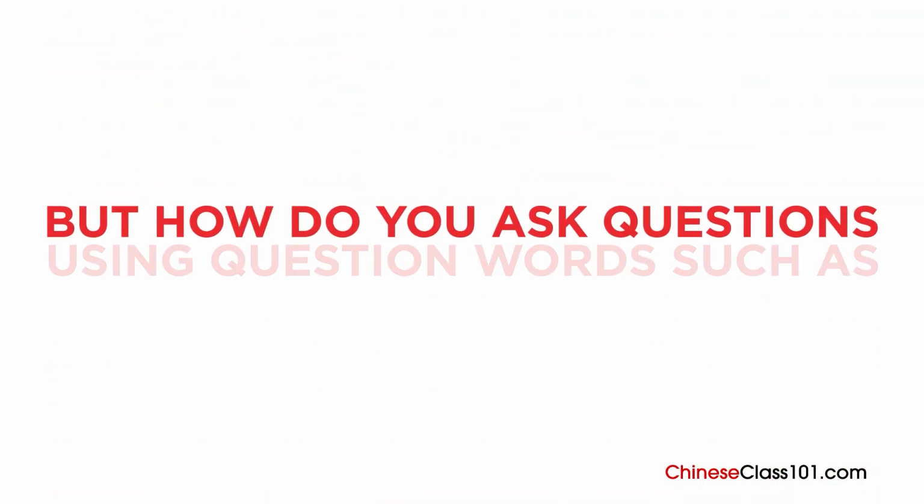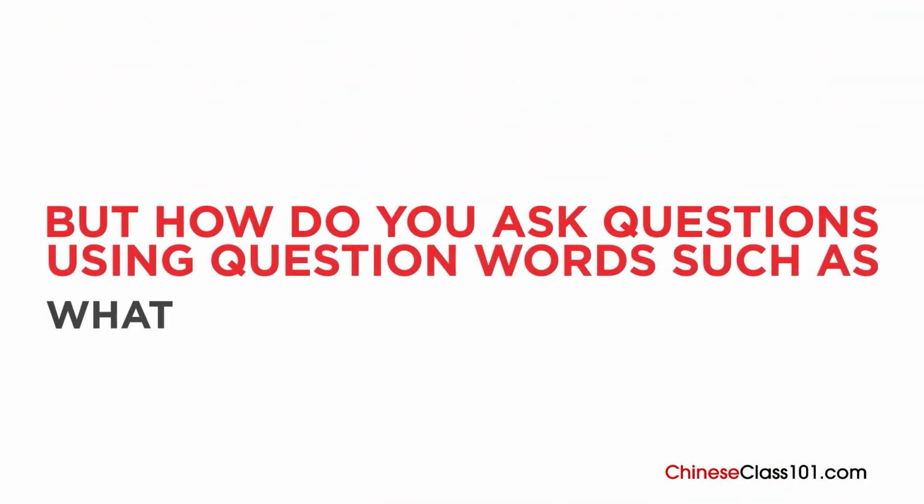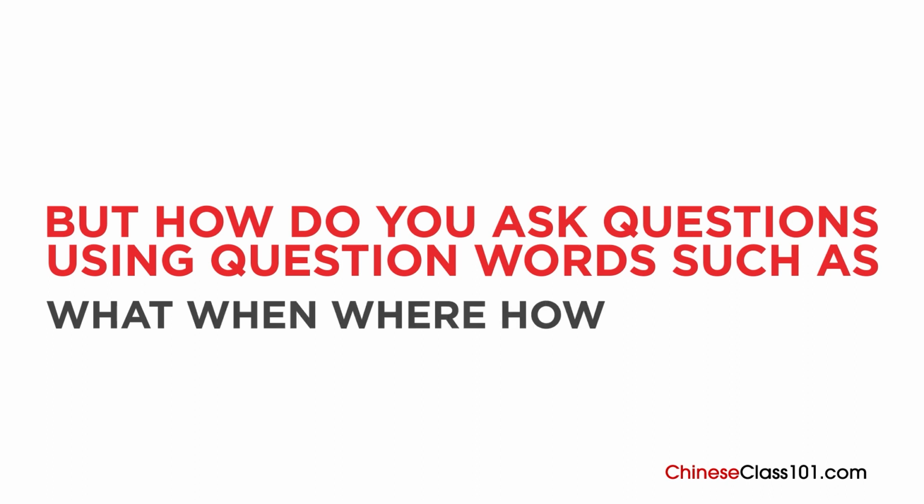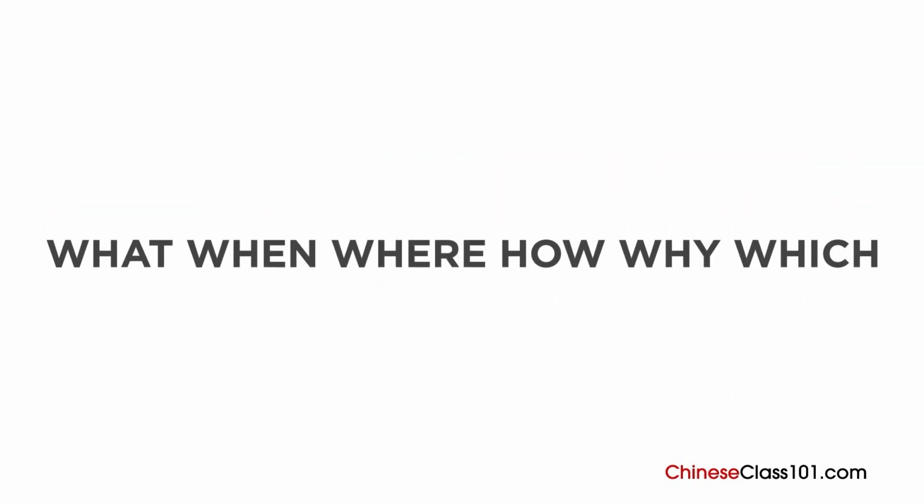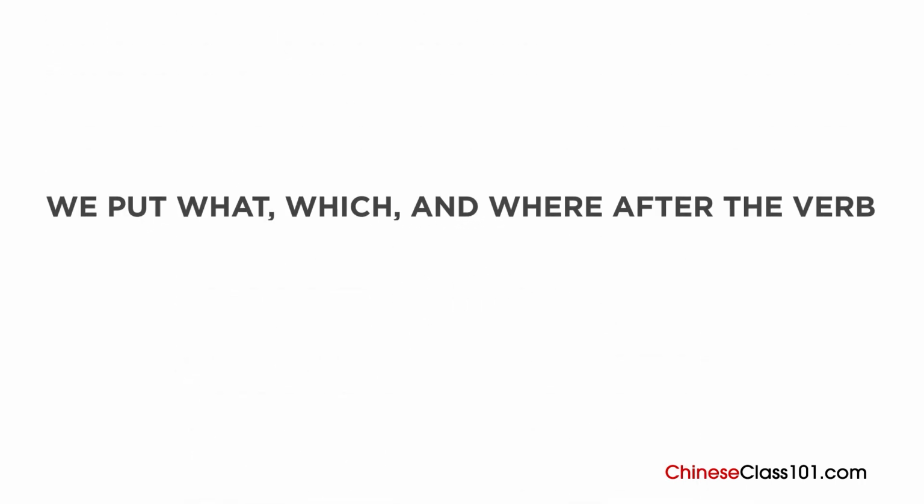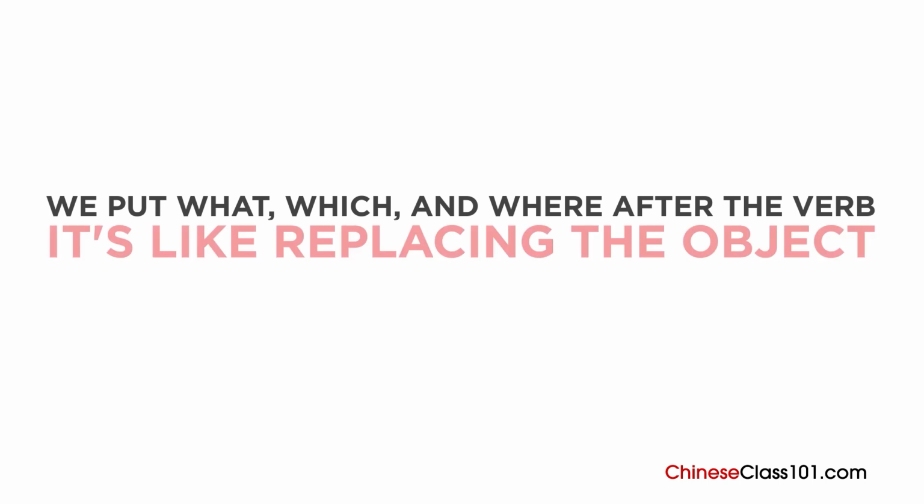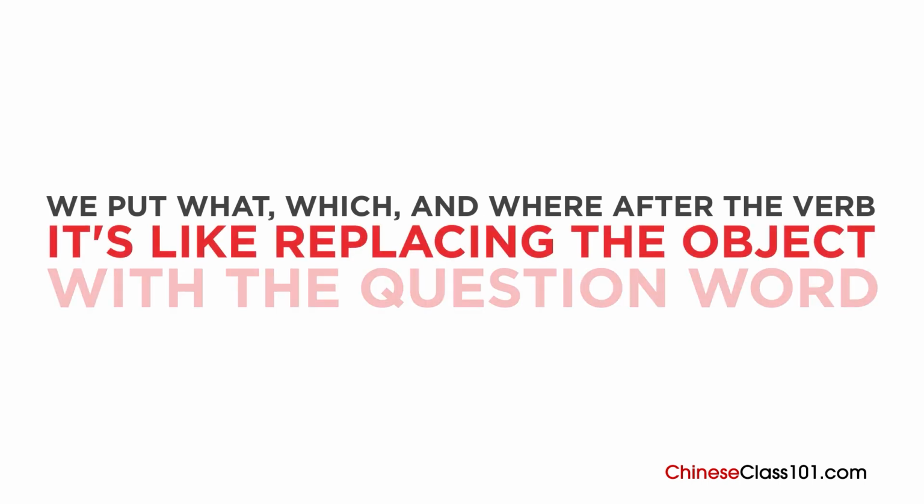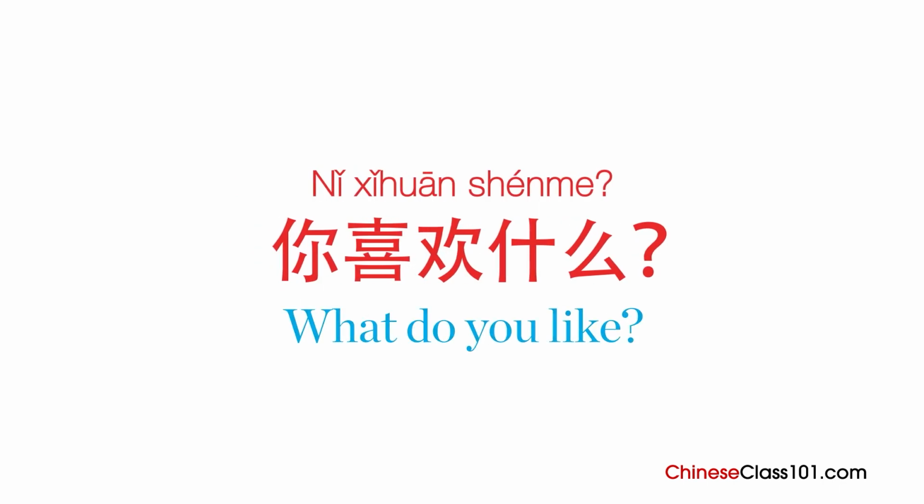Now you know how to ask questions with a yes or no answer. But how do you ask questions using question words, such as what, when, where, how, why, and which? Let's put the above question words into two groups. We put what, which, and where after the verb. It's like replacing the object with a question word. For example, what do you like? 你喜欢什么？你 you 喜欢 like 什么 what?